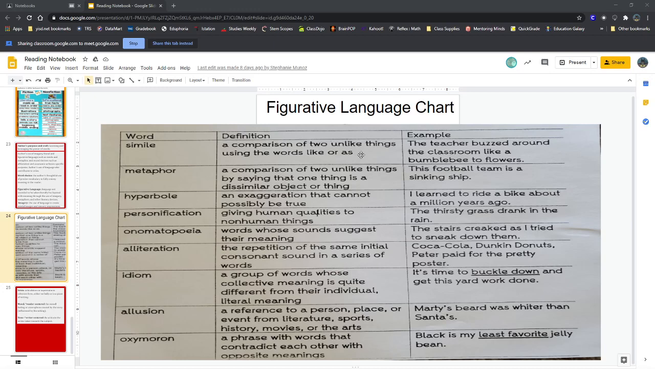So this is where, like I said, people can sometimes be confused by it because they're thinking, but that's a teacher, not a bumblebee. What do you mean the teacher's buzzing like a bumblebee?